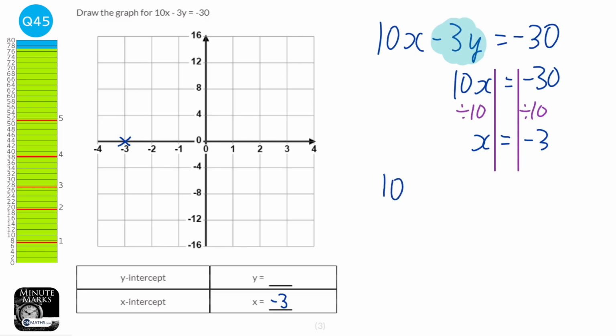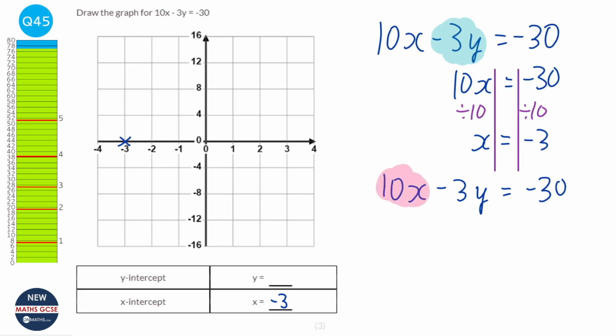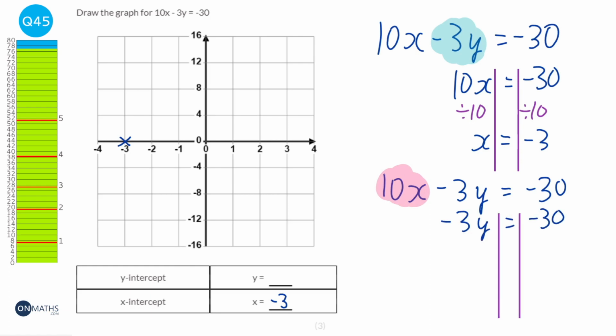I'm going to do the same thing again. But this time I'm going to cover up the x term. I'm just going to cover this up. And so we're going to end up with minus 3y equals minus 30. Again, put my lines in. And this time I'm going to have to divide both sides by minus 3. And so we've got a minus divided by minus, which is a positive. 30 divided by 3 is 10. So our y-intercept will be 10. Y equals 10. So that will be here.